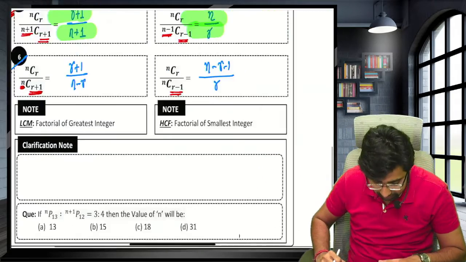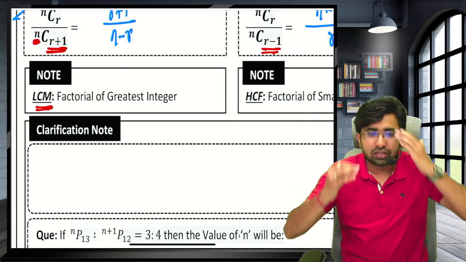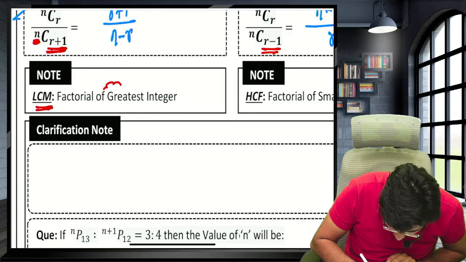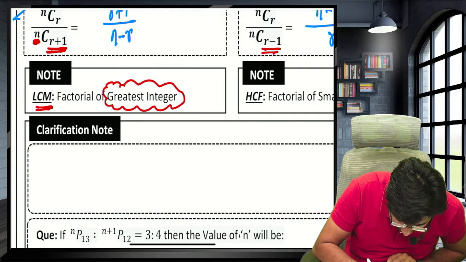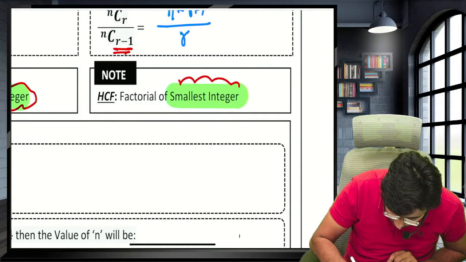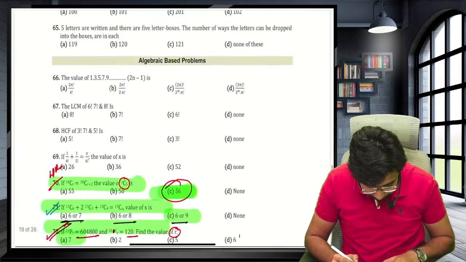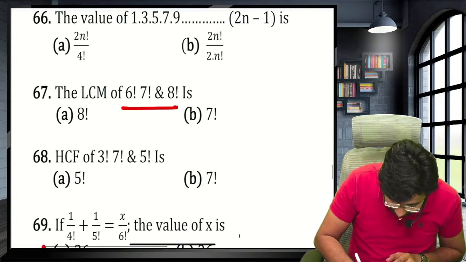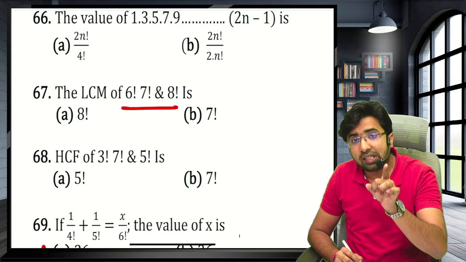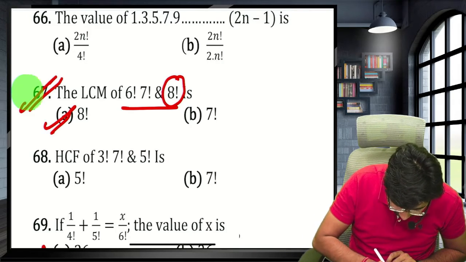Now, guys, see. Whenever the question demands LCM, again a very frequently asked question, LCM is the factorial of the greatest integer. And HCF is the factorial of the smallest integer. Now, in this case, guys, what will be the LCM? LCM is the factorial of the greatest integer. What is the greatest integer? 8 factorial. So 8 factorial is the LCM.